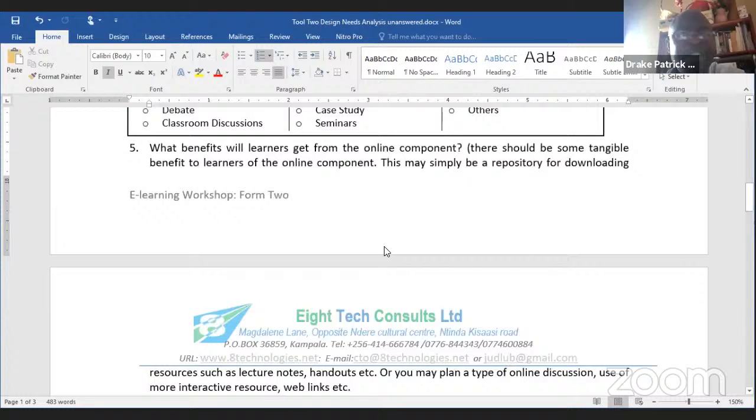Number 5, then you need to justify what benefits learners will get from the online component. So you see, it's not a matter of choice of saying this should remain offline, this should go online. You need to think it through and reflect. Why should you take a particular component online and why should you take a particular component offline in your learning design?